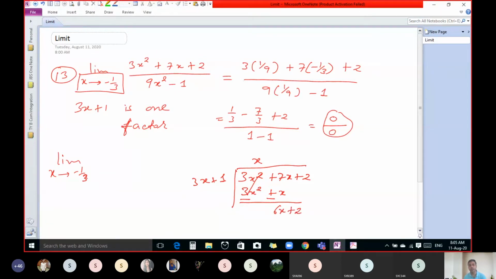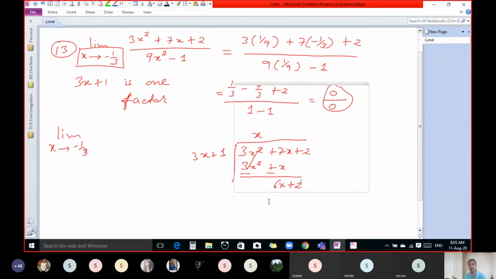Now once again, first term divided by first term. So here we get 6x divided by 3x, that means plus 2. So once again multiply this by 2. So here we get 6x plus 2, and if we change the sign we get 0 here. So now we know that for the numerator this is the factor.